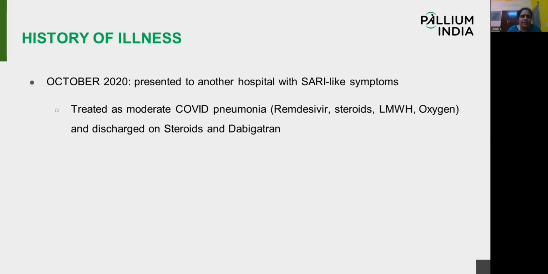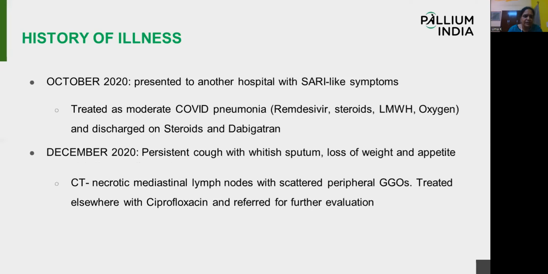In the history of illness, this patient presented first with SARI-like symptoms in October 2020, was treated as moderate COVID pneumonia and discharged on steroids and dabigatran. In December 2020, she had persistent cough with whitish sputum, loss of weight, and appetite. As is usual with any post-COVID patient, the doctor got a CT done, which showed necrotic mediastinal lymph nodes with scattered peripheral ground glass opacifications. She was treated with antibiotics and referred for further evaluation.